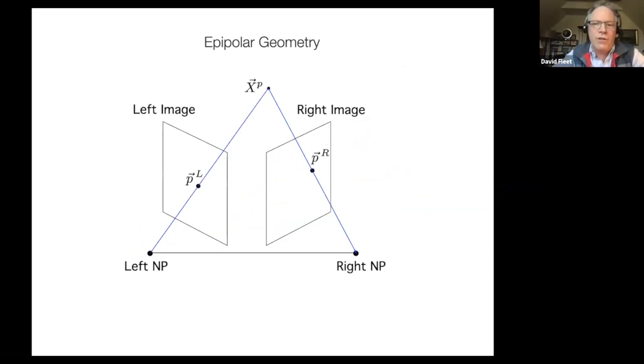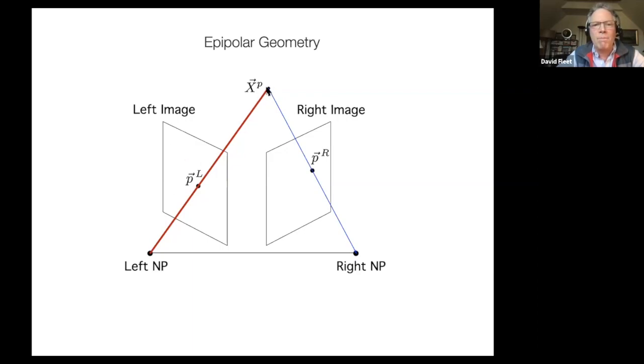So here's sort of what the geometry looks like in the world. I have two images, the left image and the right image. I have nodal points of my camera. I have the left nodal point over here. Can you see my cursor? I hope so. So I have the left nodal point and the right nodal point, and I have one point of light in the world. And this point of light in the world projects through the nodal point of the left camera, and it appears in the image at the intersection of this ray here with the left image.